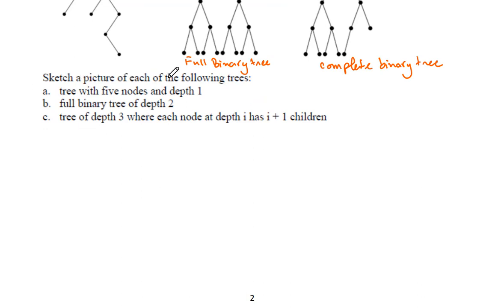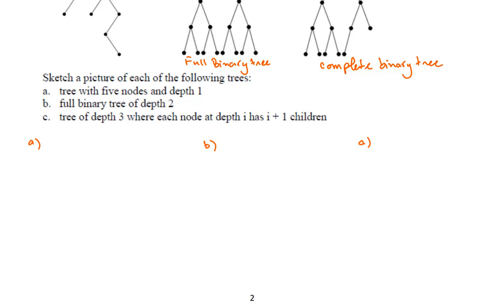Sketch a picture of each of the following trees. A tree with 5 nodes and depth 1. A full binary tree of depth 2. A tree of depth 3 where each node at depth i has i plus 1 children. So what I would like you to do is stop the video and try to sketch these trees.